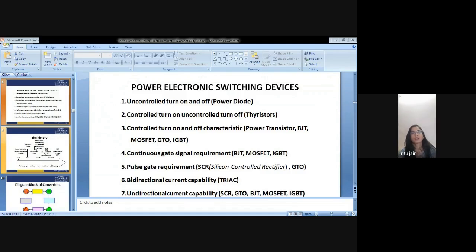Next is bidirectional current capability, the triac. A triac is a device in which current can flow in both directions. That's why it is called a bidirectional current capability device. Third is unidirectional current capability, like SCR, GTO, BJT, MOSFET, and IGBT. These are unidirectional. They will conduct current in only one direction. They can't conduct current in the opposite direction.